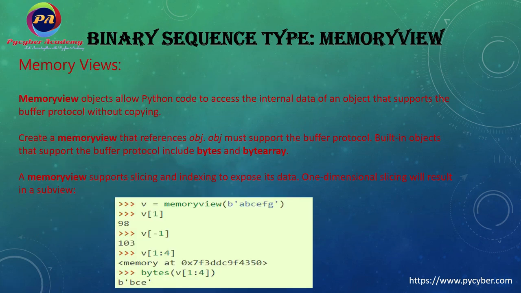Moving on to the next, that is memoryview. Memoryview objects allow Python code to access the internal data of an object that supports the buffer protocol without copying. Create a memoryview that references obj, and that object must support the buffer protocol. Built-in objects that support the buffer protocol include bytes and bytearray. A memoryview supports slicing as well as indexing to export its data. One-dimensional slicing will result in a subview.